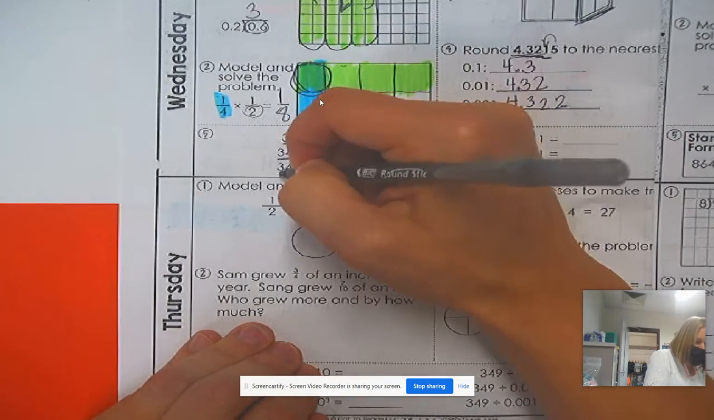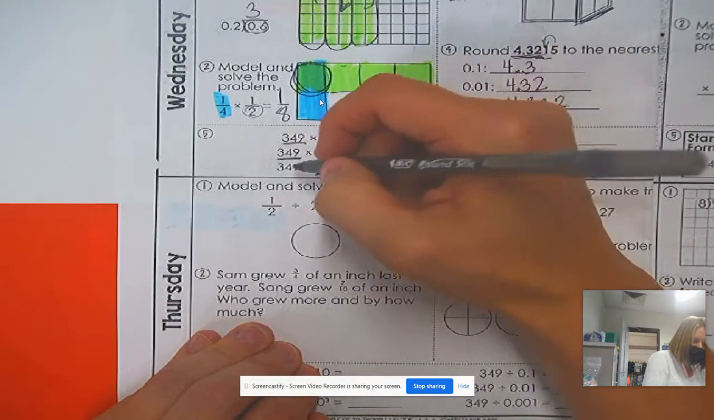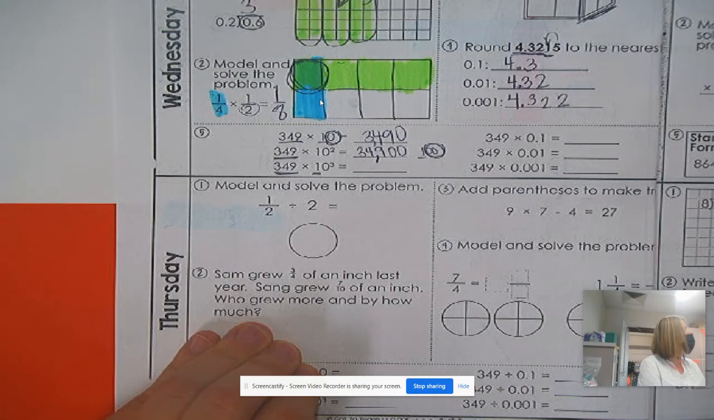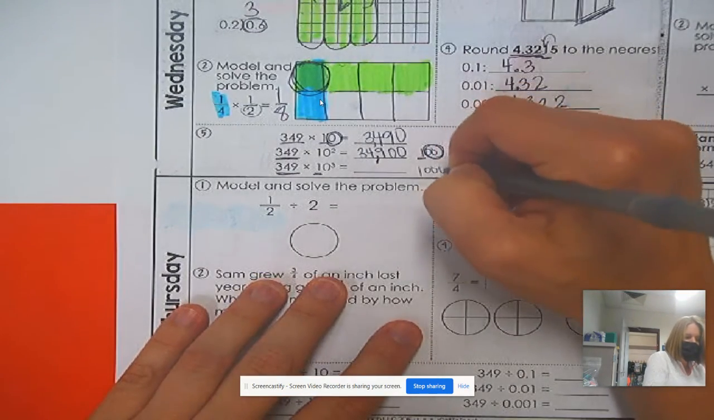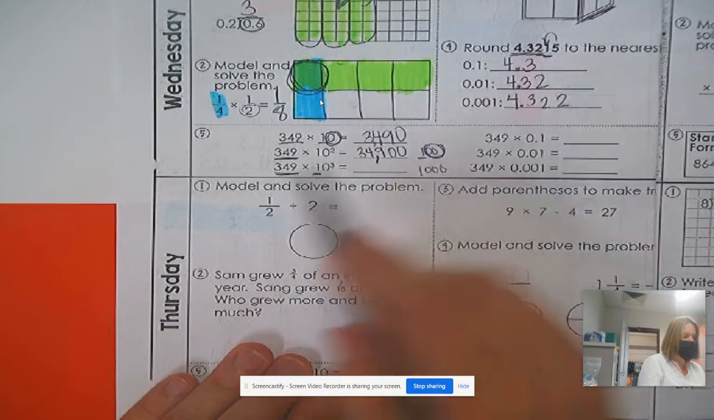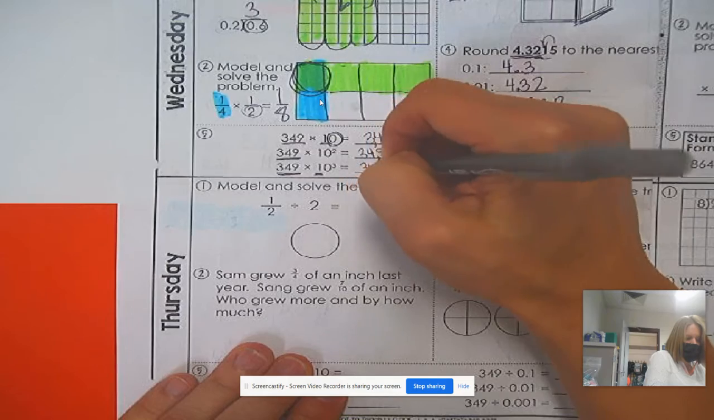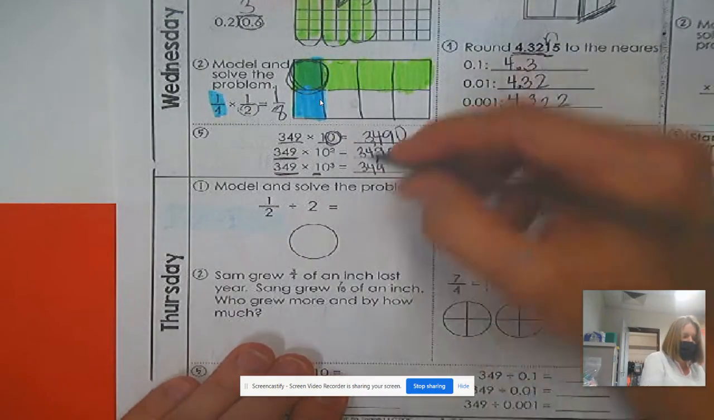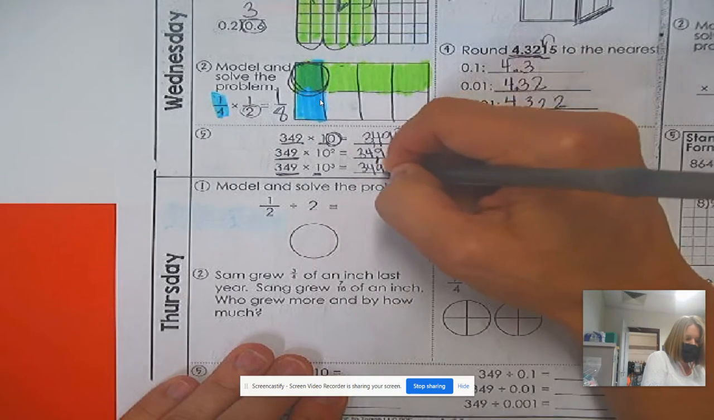Okay, what's 10 to the third power? 10 times 10 times 10, which is what? 1,000. Okay, what's 1 times 349? 349. And how many zeros am I going to annex? 3. Good.